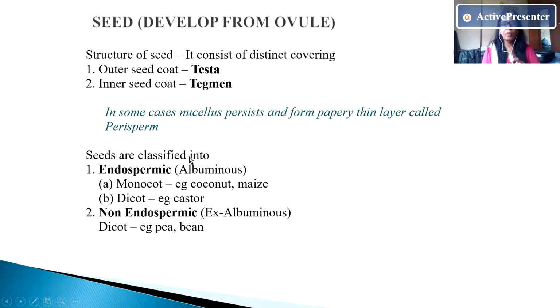Seeds are classified into endospermic, otherwise known as albuminous. That is monocot, for example coconut, maize, etc. And dicot, for example castor. Castor oil is extracted from here, and in the monocot coconut you can see the endosperm, that is the edible portion. And non-endospermic, that is exalbuminous, for example pea, beans, etc. So here the cotyledons become edible, and here the endosperm is edible. So endospermic, non-endospermic.